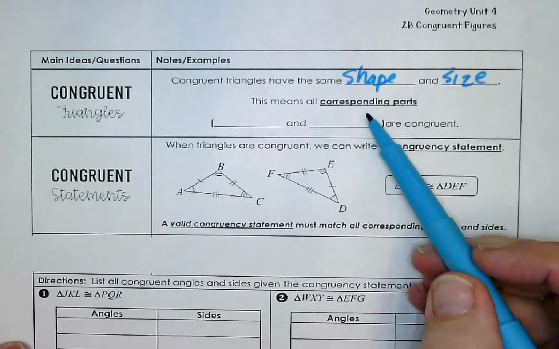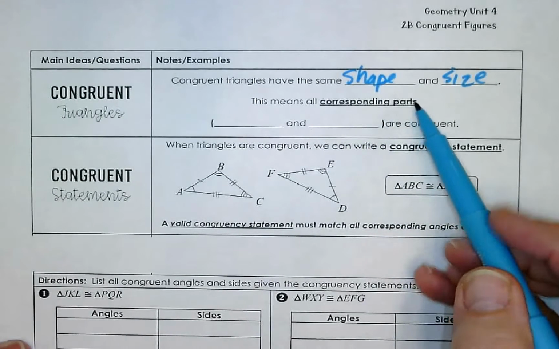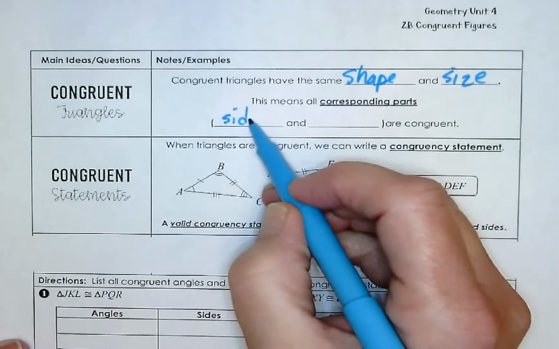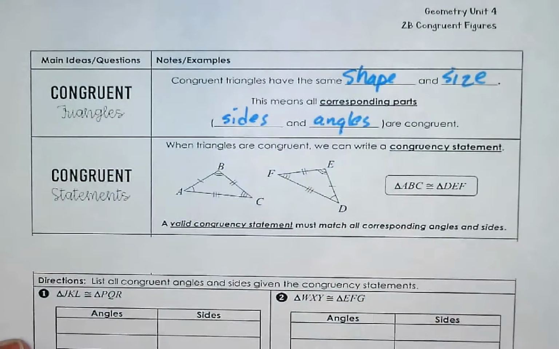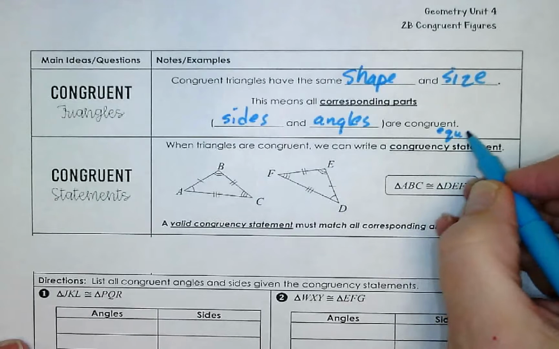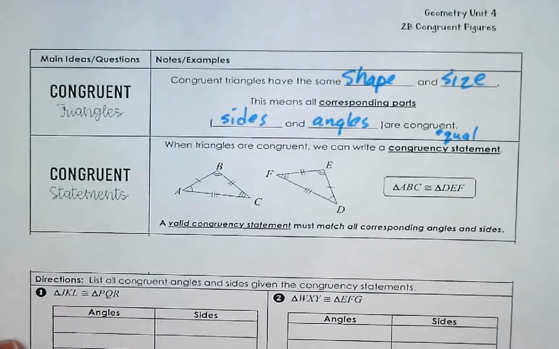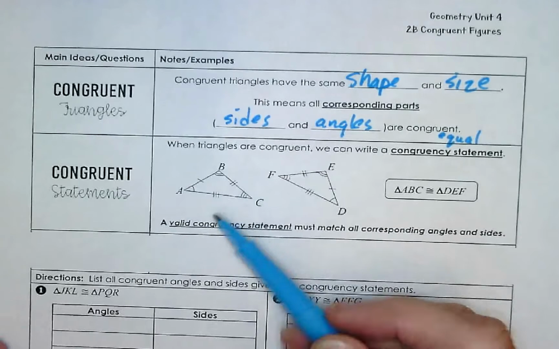When I look at that same shape and same size, they're going to have what we call corresponding parts. Those parts could be sides or angles, and those corresponding parts are going to be congruent or equal. Okay, so that means when I'm matching up two triangles and two angles are corresponding to each other, they are going to be equal. Same thing with two sides that are corresponding, they are going to be equal. So we use a lot of marking on our triangles here.